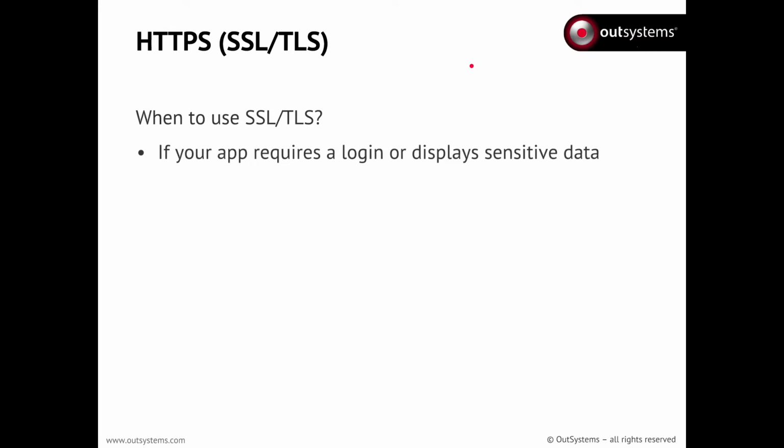When should you be using this? Well, if your app requires a login or displays sensitive data, this is the first thing, the main thing that makes you want to have HTTPS. Why? Because HTTPS encrypts the channel, as you're going to see on the next slide, and whoever tries to listen in won't understand what's being transmitted. So the user's password, which is extremely sensitive information, is not seen by somebody who is eavesdropping on the connection.